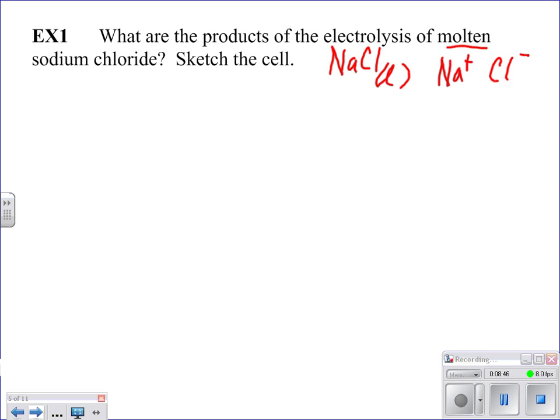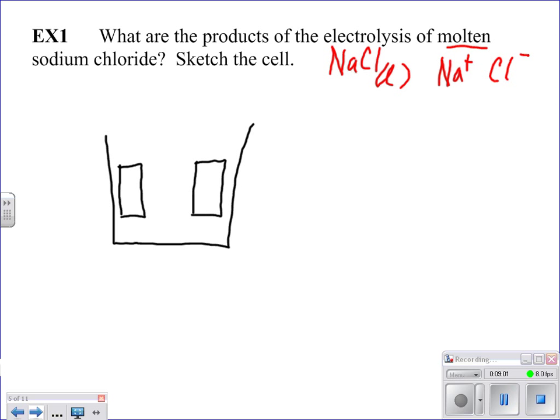The way we draw this is we draw one big container, and in that one big container I'm still going to have some electrodes, but I'm going to make those electrodes out of some sort of inert metal, and the most common one used is platinum, Pt. So I've got a couple electrodes made out of platinum.